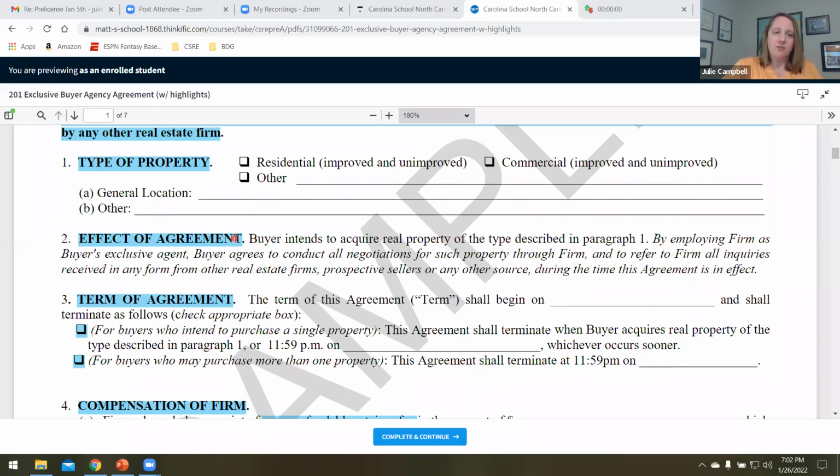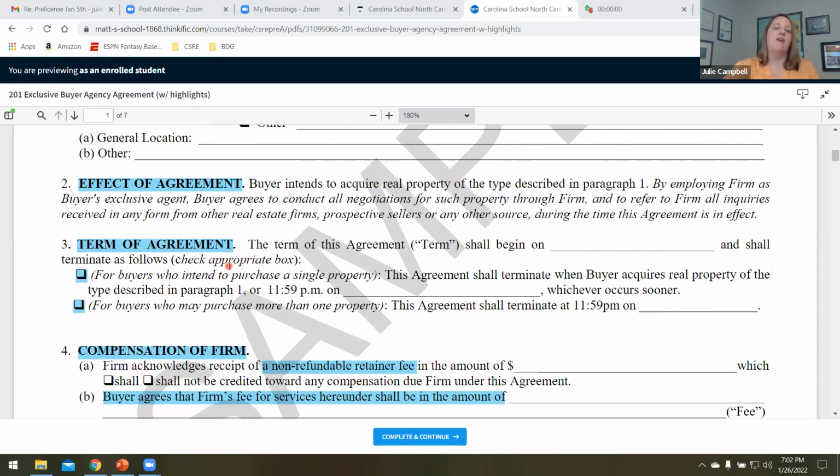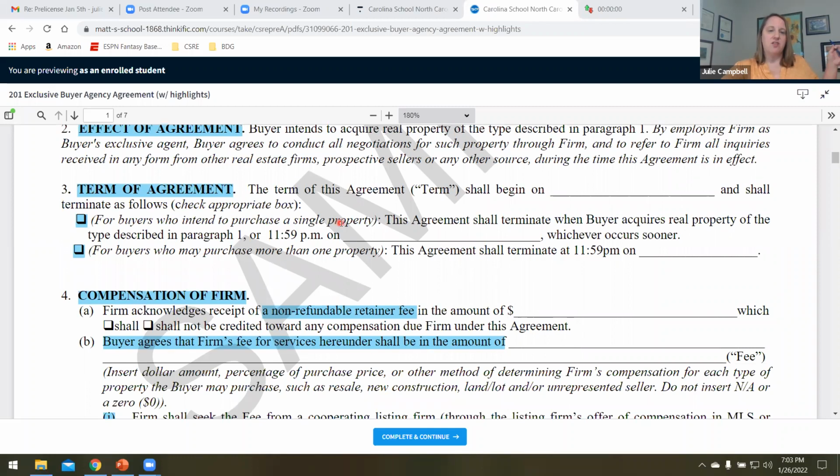Effective date, effect of agreement, termination of agreement. Remember, we have to have a definite end date. For buyers, we could be working with a buyer who intends to purchase a single property, or you might be working with an investor, so for buyers who may purchase more than one property, we can identify an expiration date for whatever type of buyer we're working for.